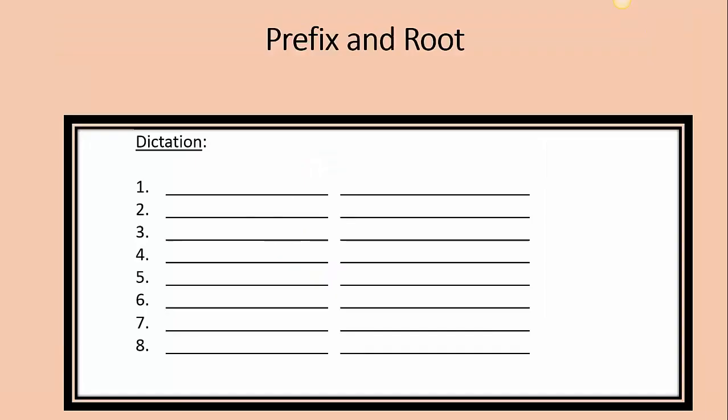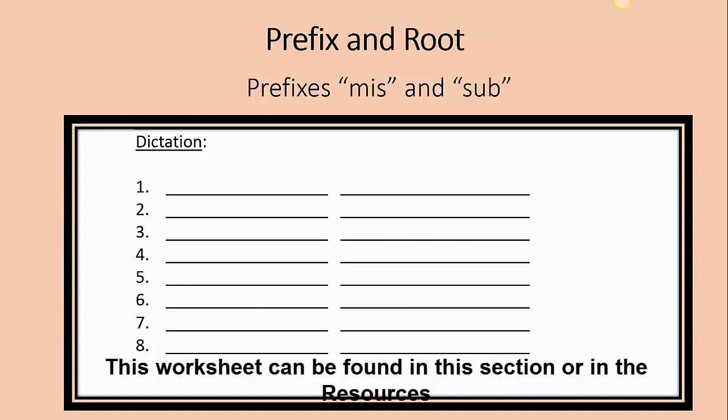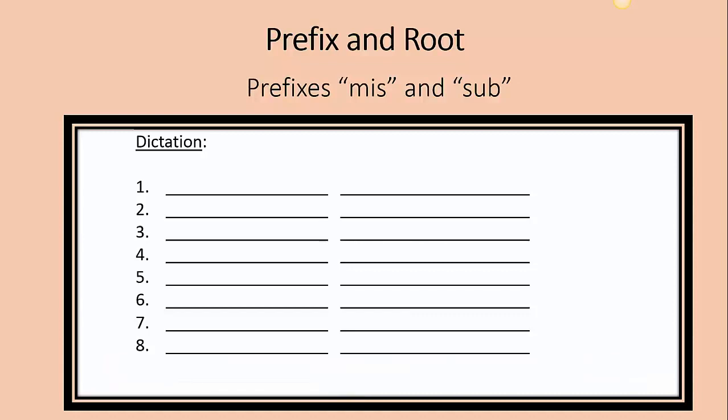Following are exercises for the prefix miss and sub. You'll notice at the end of each is a dictation. Many of these words are very phonetic for spelling. Think of sublet. You would first dictate the root, go to the first blank, then the root with the prefix for the second blank.